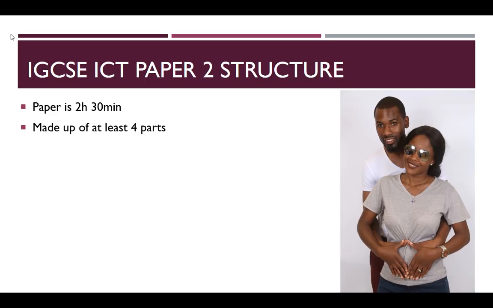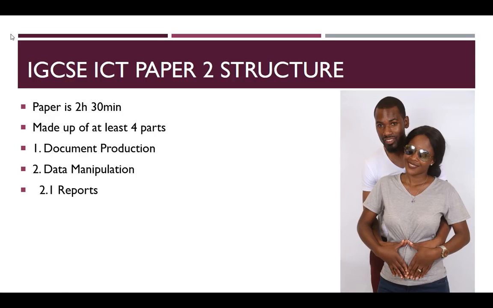Okay, and the paper is made up actually of 4 parts. The first part is document production, and then you have data manipulation, and you have reports, you have labels, you have queries. All these come in under data manipulation. Of course, mailmerge is I think after document production, if I'm not mistaken, or after data manipulation, but the order really doesn't matter here. I'm just listing them, that this is the content that you're going to find in this paper. You also find a presentation as part of this paper.